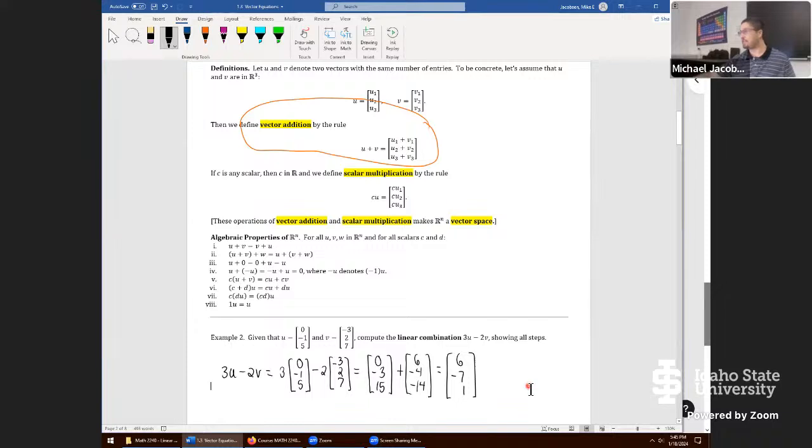Any questions, folks, on this quick example below? Okay, how do folks feel about these so far? Does it make sense?